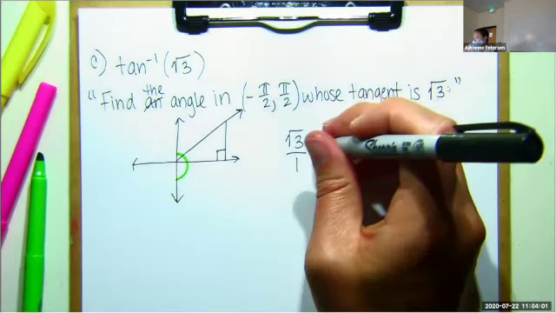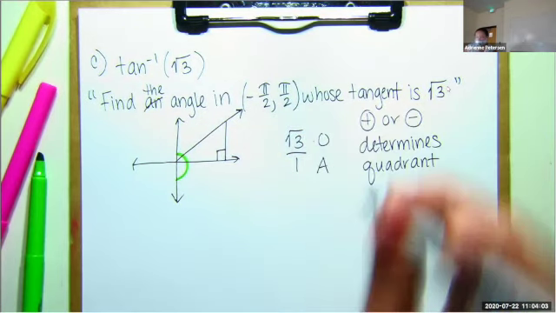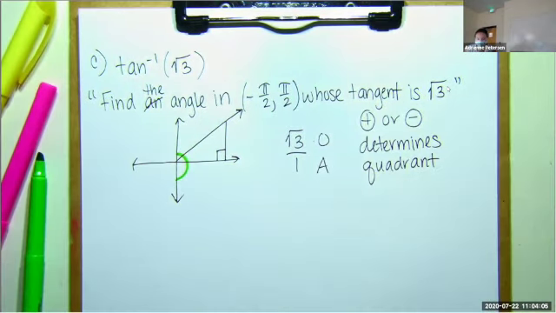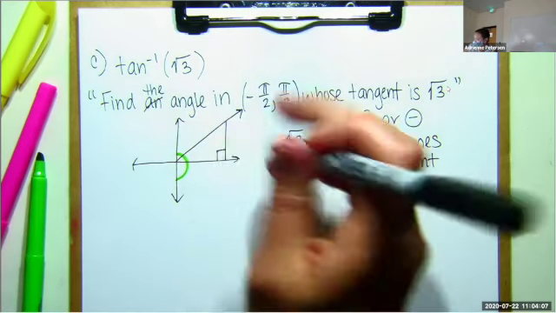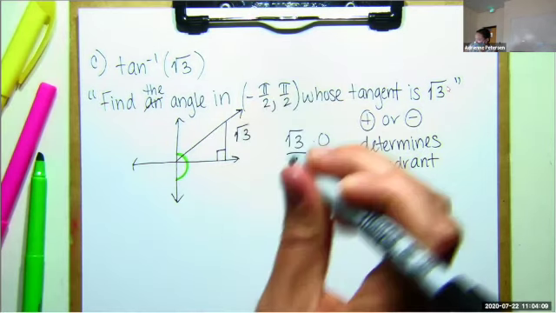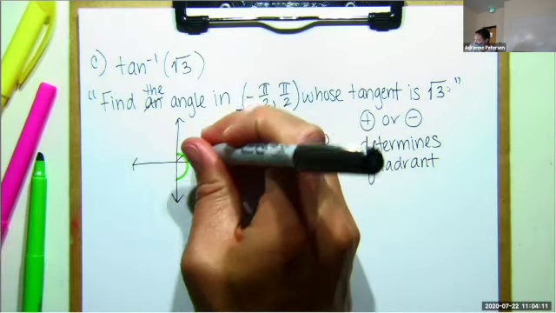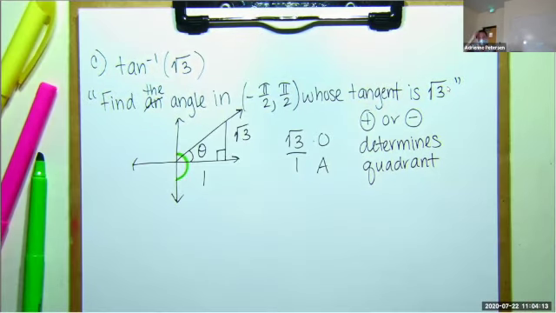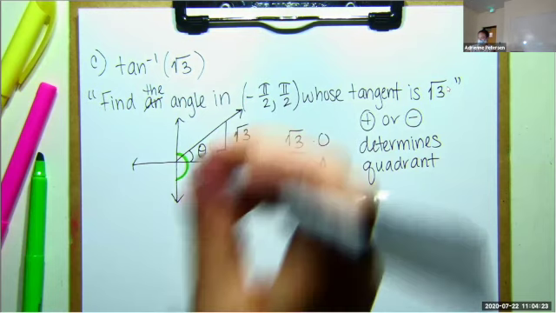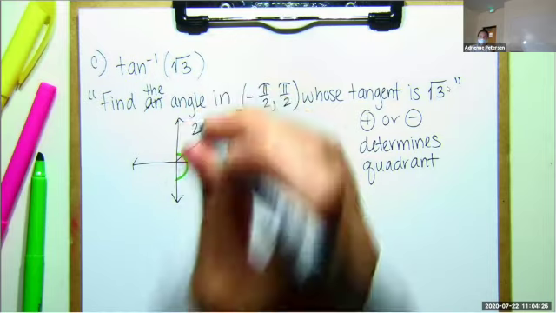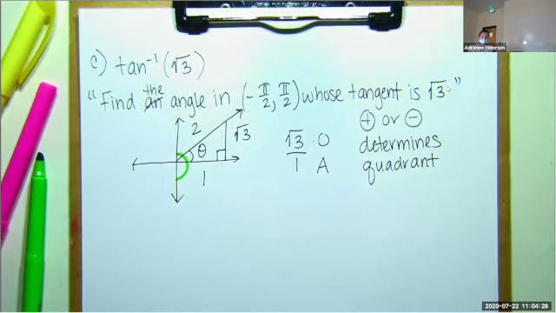And remember that this is SOHCAHTOA. So that means the opposite is root 3, the adjacent is 1, and what I want to do is find this angle theta. Now again, we only have 2 triangles that we know how to do by hand, the 30, 60, 90 or the 45, 45, 90. So you should recognize one of those 2 triangles. If not, you could use Pythagorean theorem, find the third side, then hopefully you would recognize it.